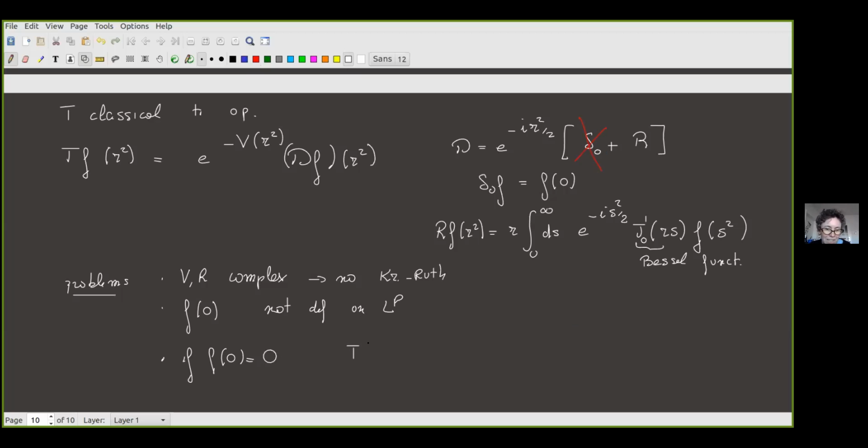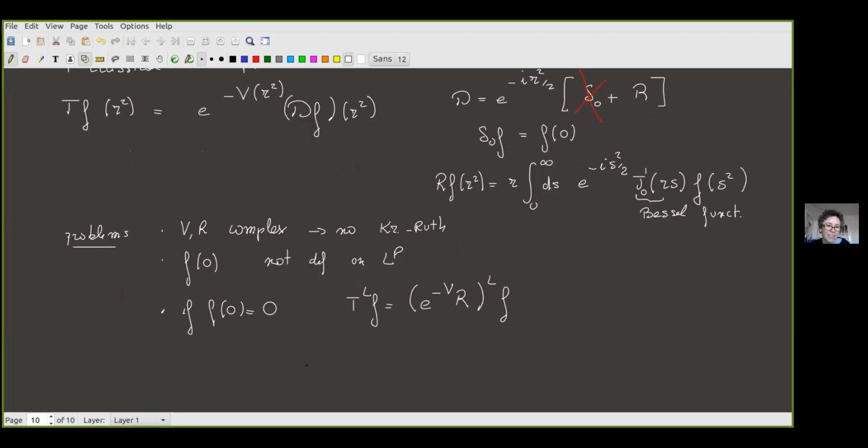So what we get is T to the power L applied to F, which is exponential of minus V R to the power L applied to F. And now the point is that, morally, you can show, you have to work a little bit, that the norm of this operator is strictly smaller than 1. So even if you cannot say directly that you have Perron-Frobenius or something like that, you can still show that T to the power L converges to some projection. But you have to work a bit more explicitly.